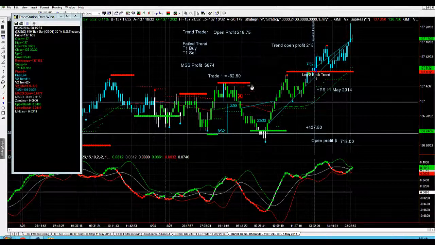Our trailing stop got us out for negative 62.50. So our first trade of the day was negative 62.50. Not a big deal. I mean, we're not risking very much on that trade. So our next setup, obviously we've had one loser.